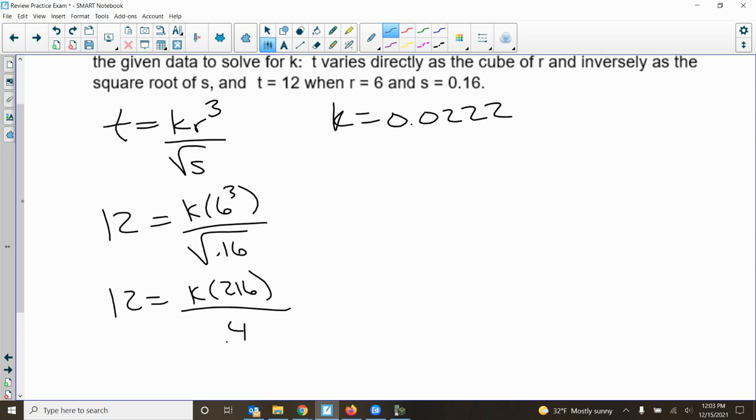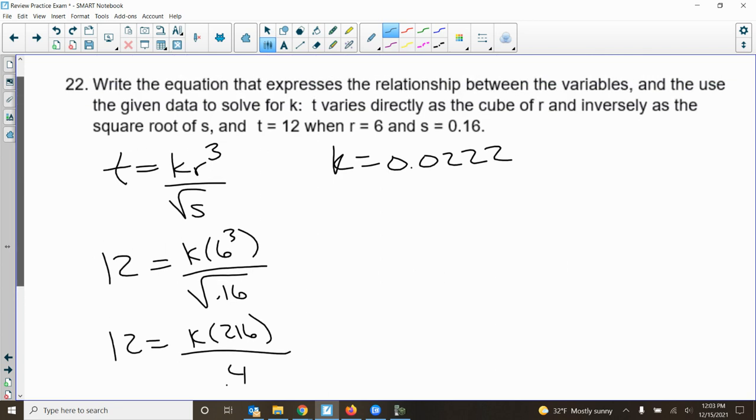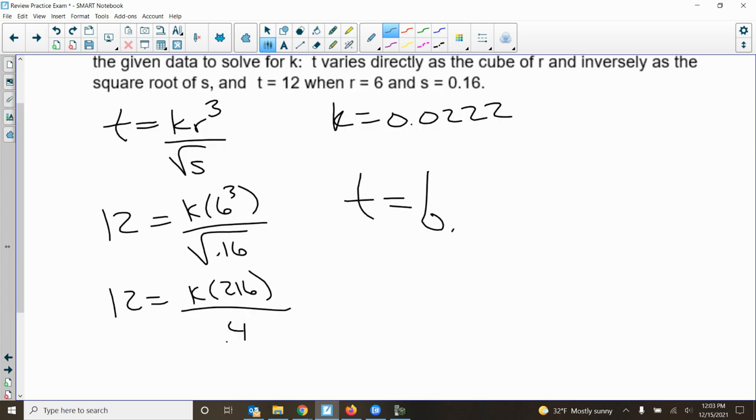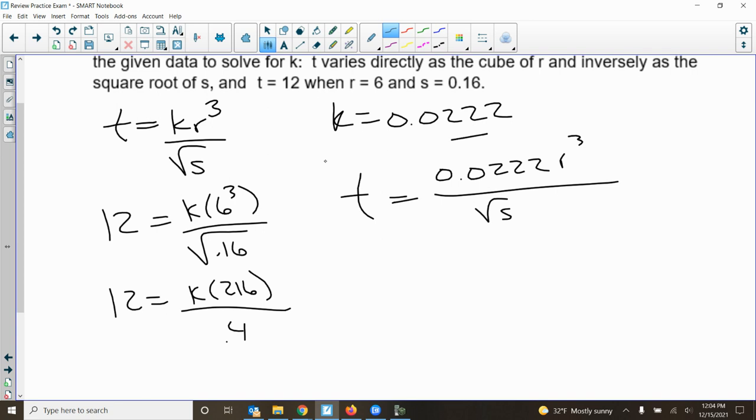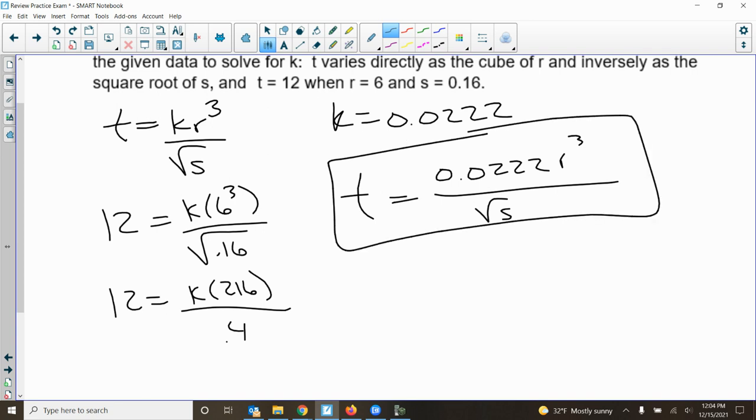And all it said was write the equation. Okay. So that means that it's t equals... Oh boy, that's not at all what I did. T equals 0.0222 r cubed over radical s. Okay. We used to do questions that would say, you have to solve for k first, and then if r is 5 and s is 10, what does t have to be? And you plug in for r and s. But that's not what this question asked. It just said, write the equation.